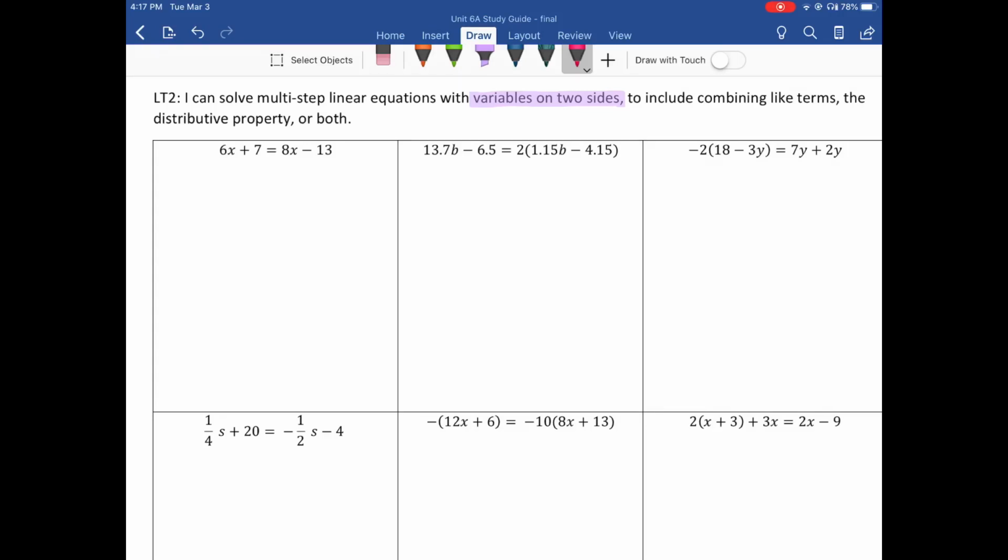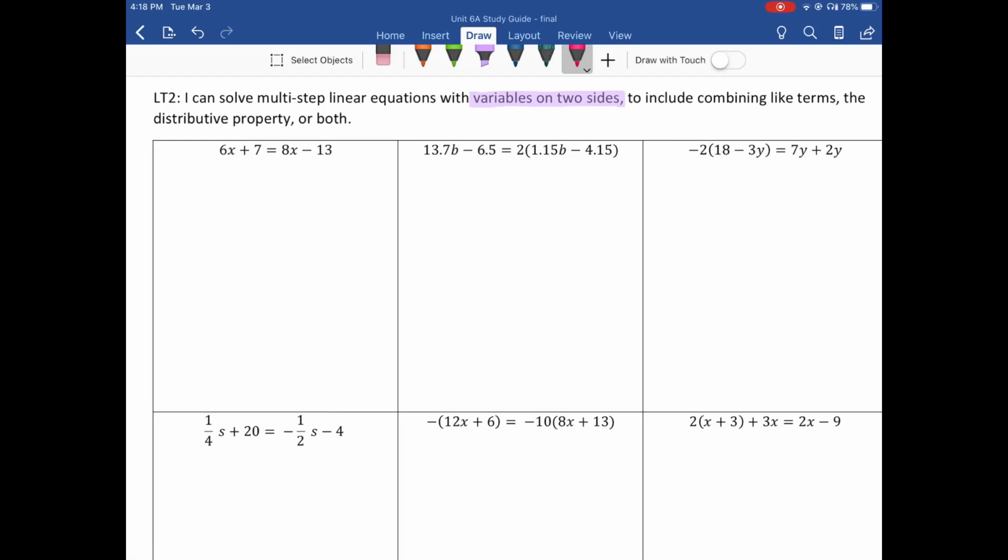Our second learning target in Unit 6 is very similar to our first, but instead of having variables on only one side of the equation, we now have them on both. It really just adds an extra step, but it's not too complicated. Hopefully by the end of this video, you're fairly confident in dealing with this situation.